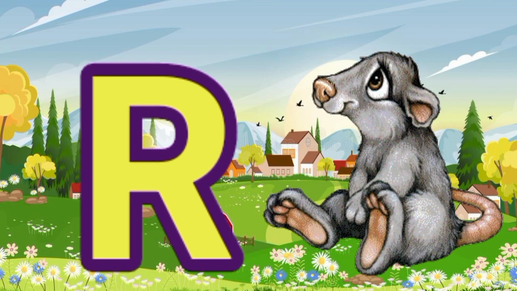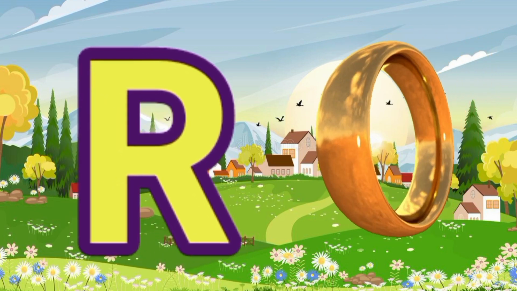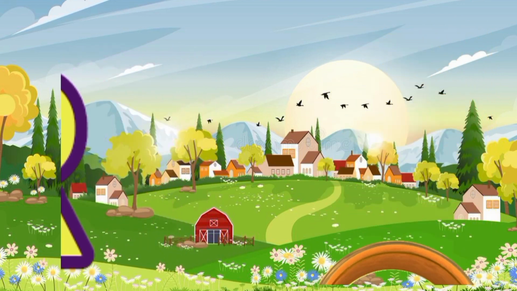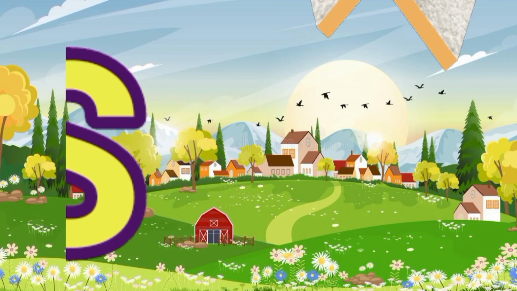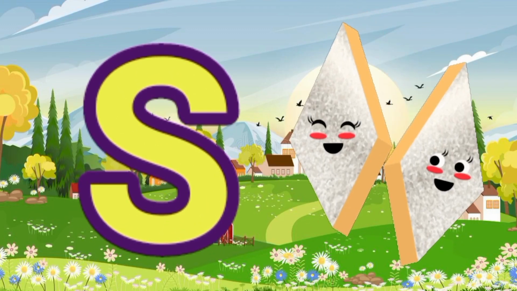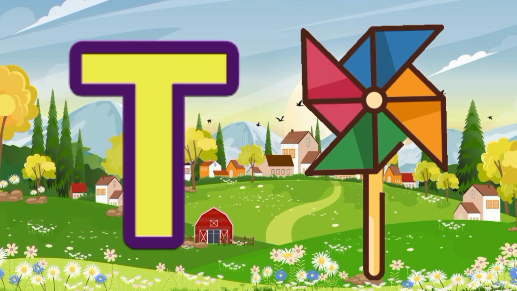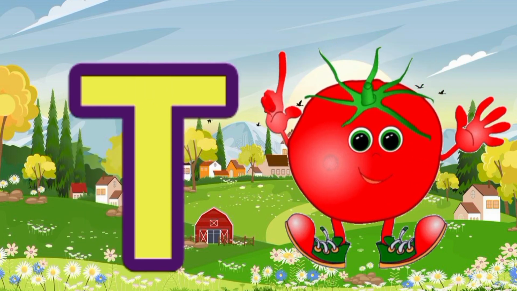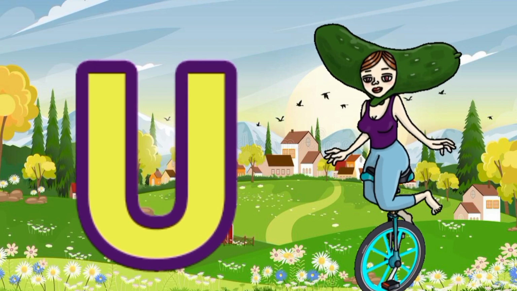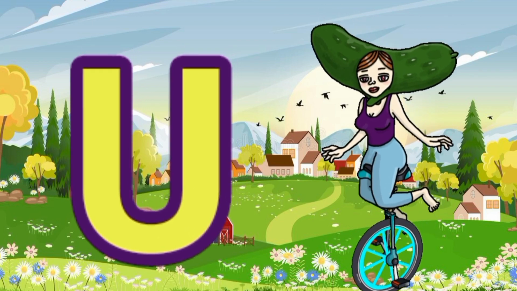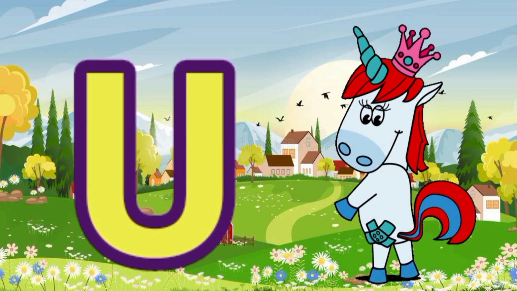R for rat. R for ring. S for shark. S for sweets. T for toy. T for tomato. U for unicycle. U for unicorn.